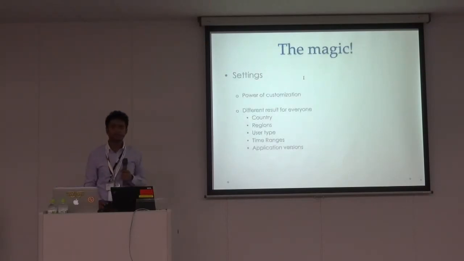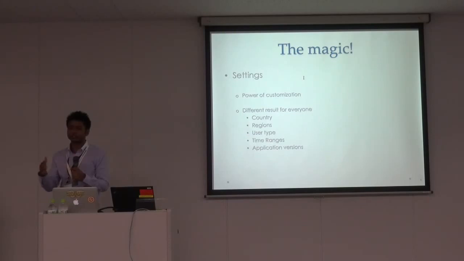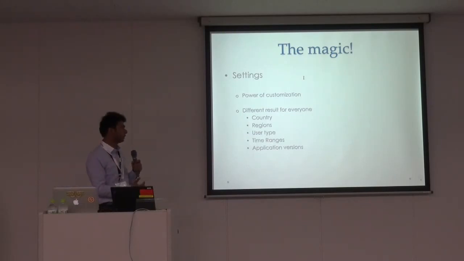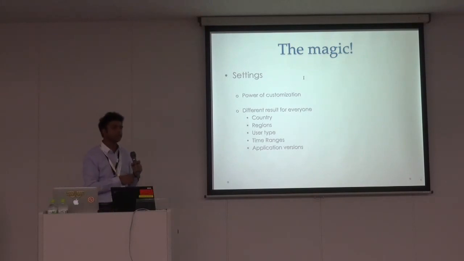So really, I think the magic of this sort of tool, initially it was, hey, we're building an A/B testing tool, but by the introduction of these different types of variations and the adding of settings is where the magic came to be. Because now we could do customizations based on countries, regions, user types, as I said, different time ranges and application versions. And we're slowly expanding this list to be able to do more and more customizations across all our apps.